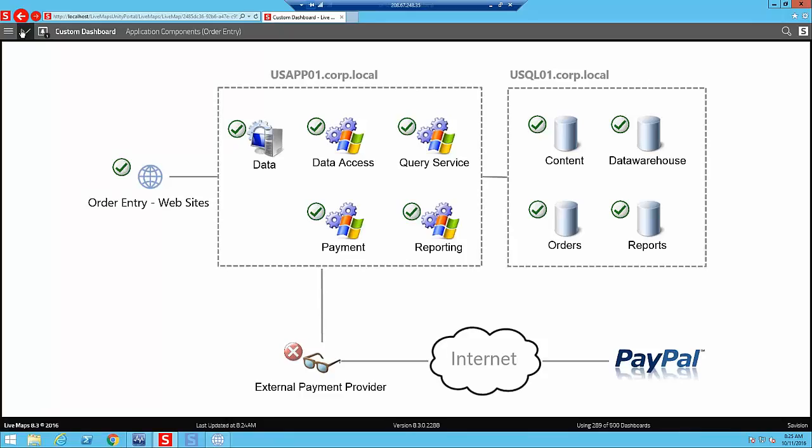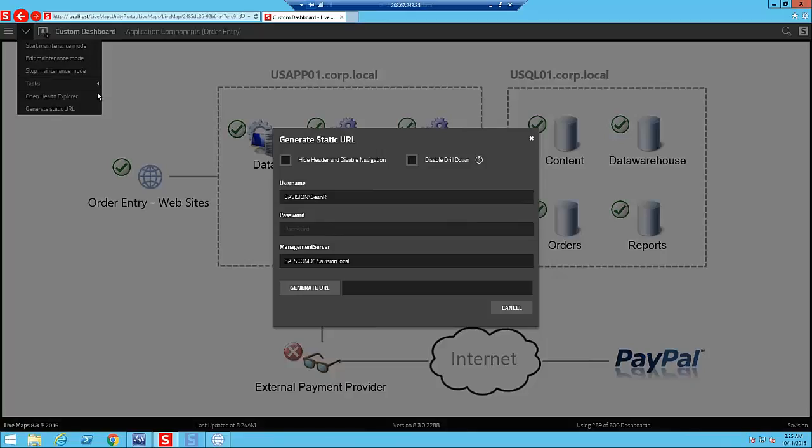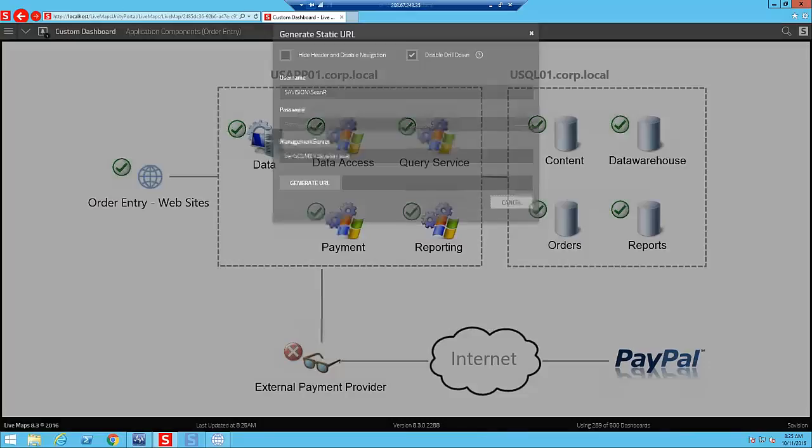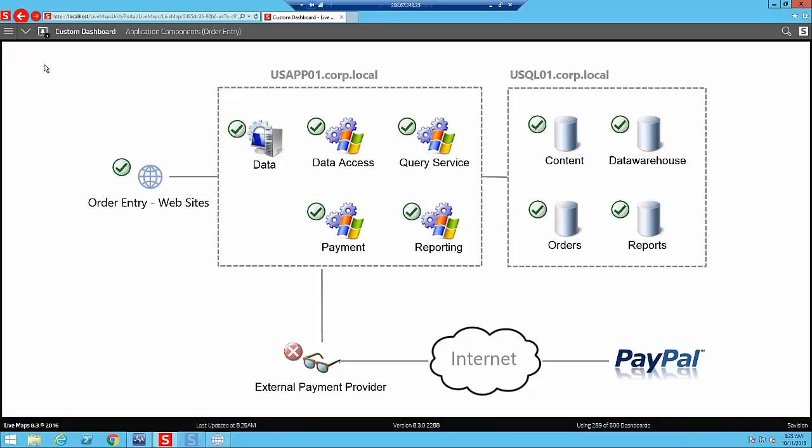From this, if I wanted to, I can also create a static URL which I can send to an upper management person. I could make that static URL non-drill-down so that they can see the summary level of information without being able to drill down into it, just giving more visibility.